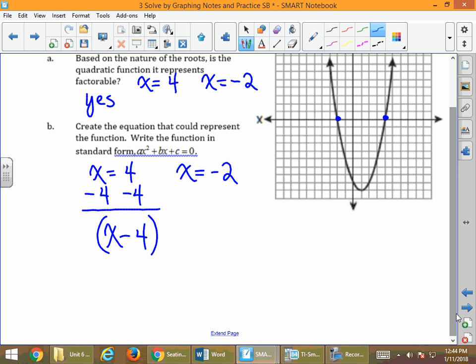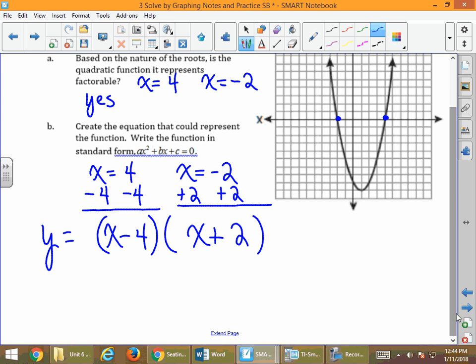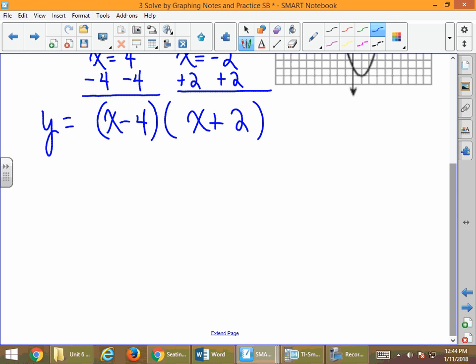How did we get the answer? It came from x minus 4. Do the same thing over here with the -2. We're going to add 2 to both sides. And when we do, we get x plus 2. And ultimately, if you look back at your problems, they either say y equals or they say 0 equals. In this case, I'm going to use y.